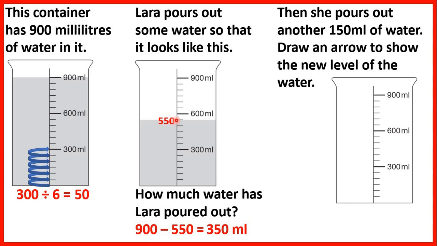Or we could work out that we have 550. So if we take 150 away, we will get 400. So because each of these lines stands for 50, we have 300, then 350 is the next line, and 400 will be the line above that. So we need to draw our arrow here.